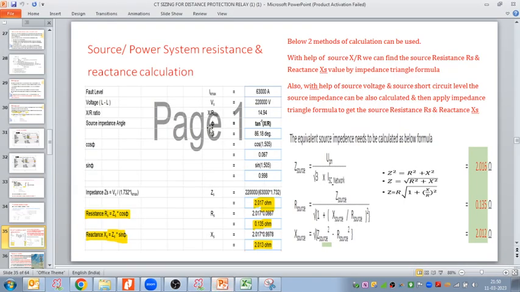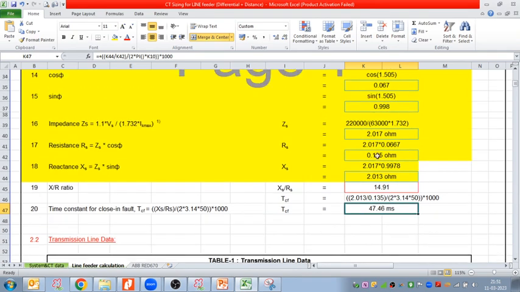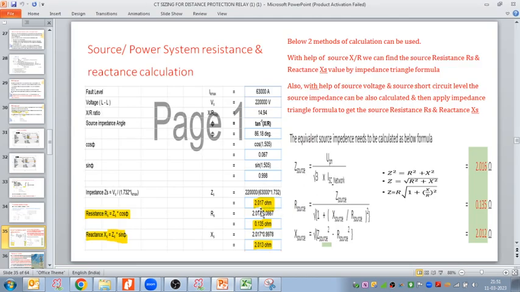The other approach we can follow uses the same formula: source impedance Z source equals the voltage divided by root 3 into Isc. With this formula we can find the source impedance: 220 kV divided by root 3 into 63 kA gives a source impedance of 2.061, which is similar to the 2.017 we got here. So by this formula and the earlier one, the result is about the same.